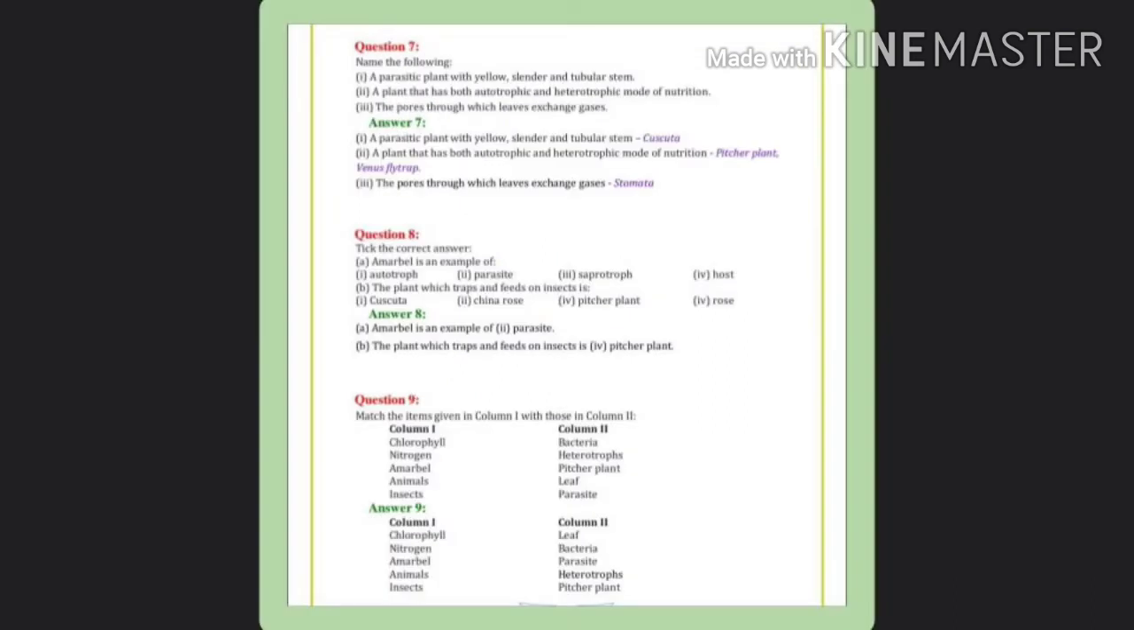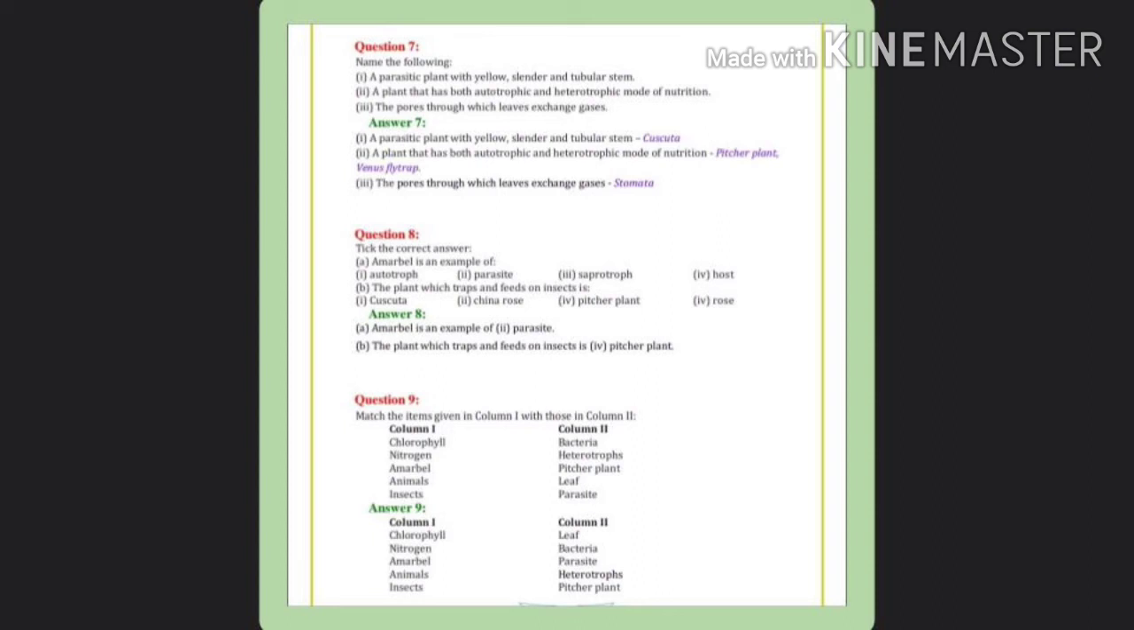During photosynthesis, plants take in dash, that is carbon dioxide, and they release oxygen. Question 7. Name the following. A parasitic plant with yellow, slender, and tubular stem, that is cuscuta. Second, a plant that has both autotrophic and heterotrophic mode of nutrition. So that is your pitcher plant and Venus flytrap, your insectivores. Third, the pores through which leaves exchange gases, that is stomata.